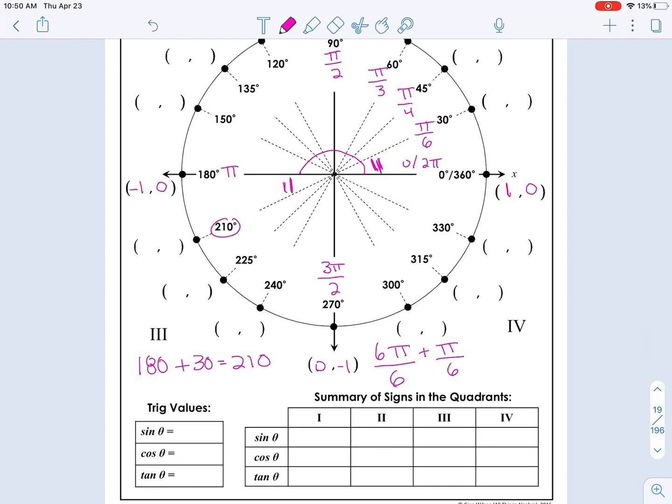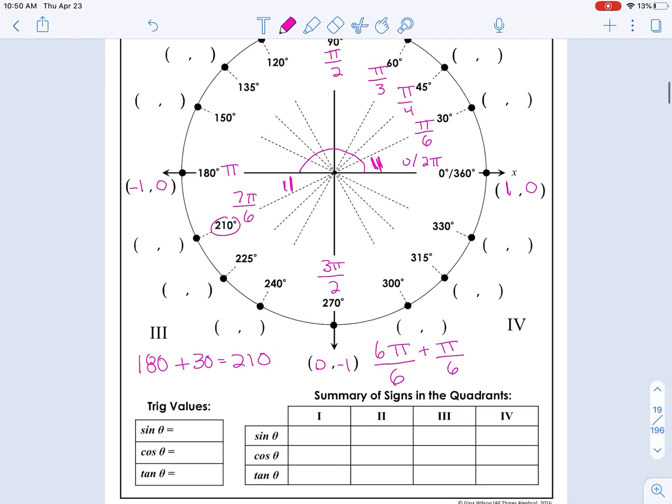And what's 6 pi plus pi? This whole thing is 7 pi over 6. You could go through here and try to figure out the rest of them if you want to, or I'm just going to go ahead and fill these parts in because I'm hoping that you get this. Okay, so this is 5 pi over 4.